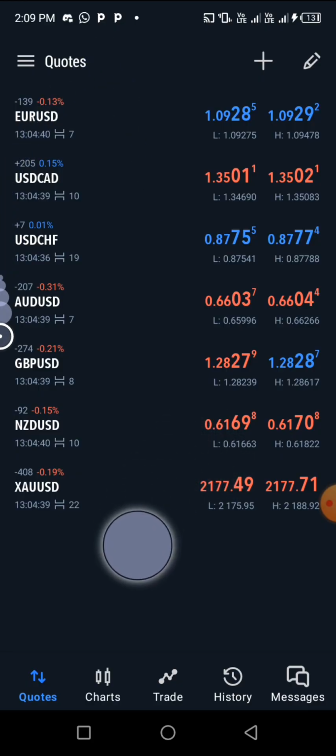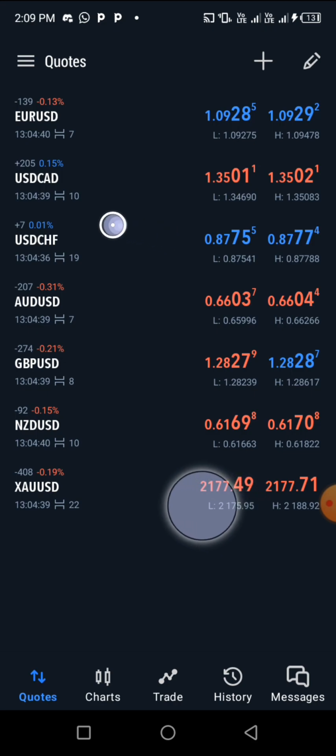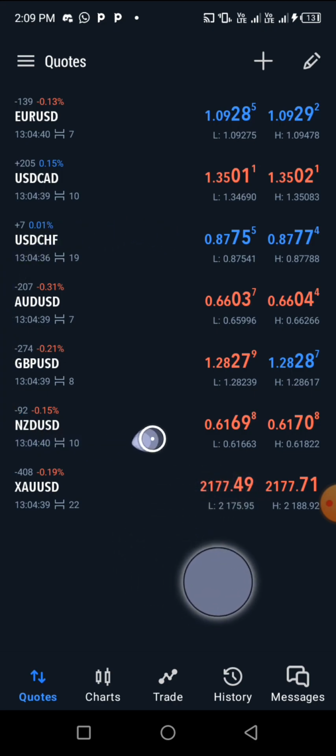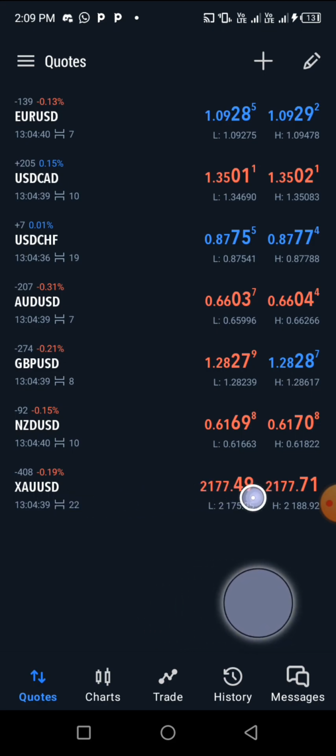Aside all these instruments here, every other instrument in the market, including the JPY pairs, every other pair, aside these instruments here, including the JPY pairs, is not in 4 decimal points. The JPY pair is in 2 decimal points. The gold pairs and every other pair in the market are in 2 decimal points. Now you can see this instrument here. This is gold. It's actually in 2 decimal points.